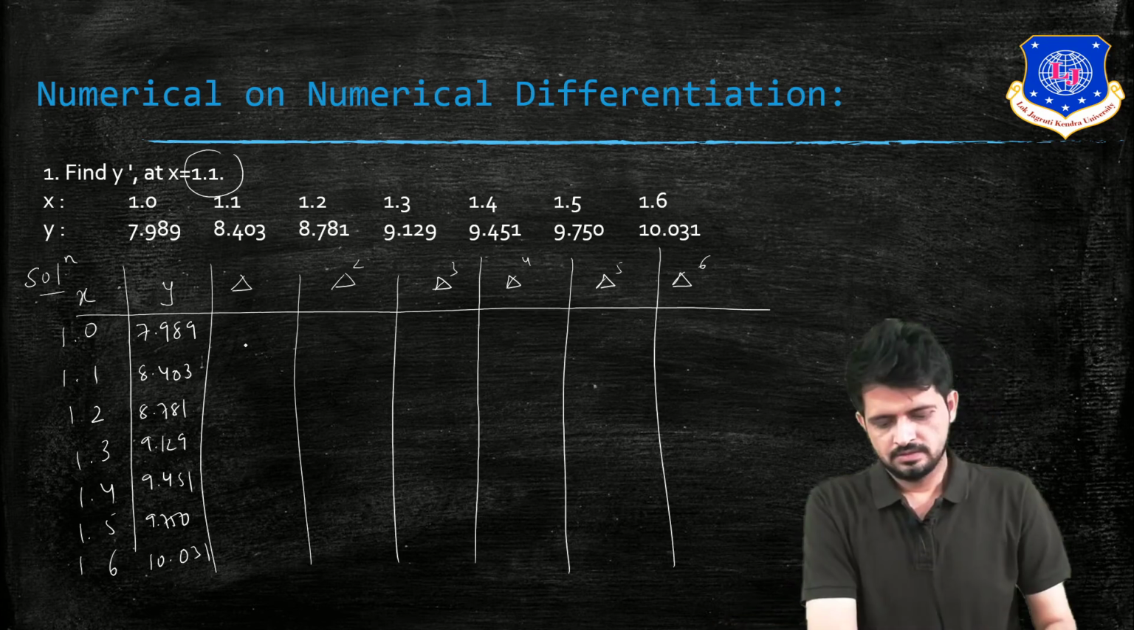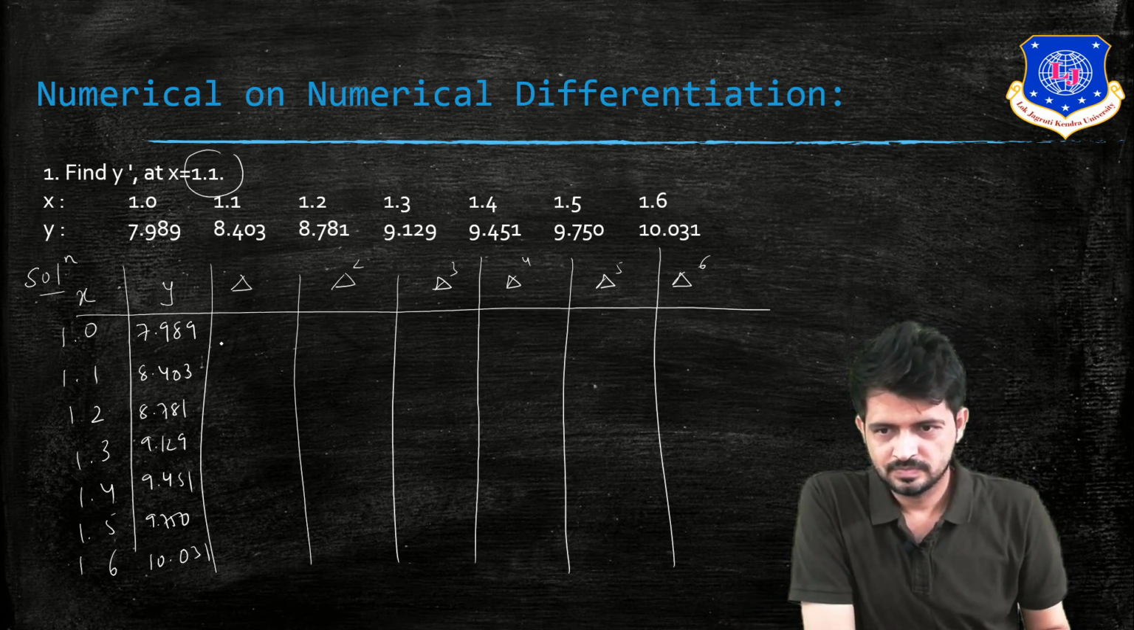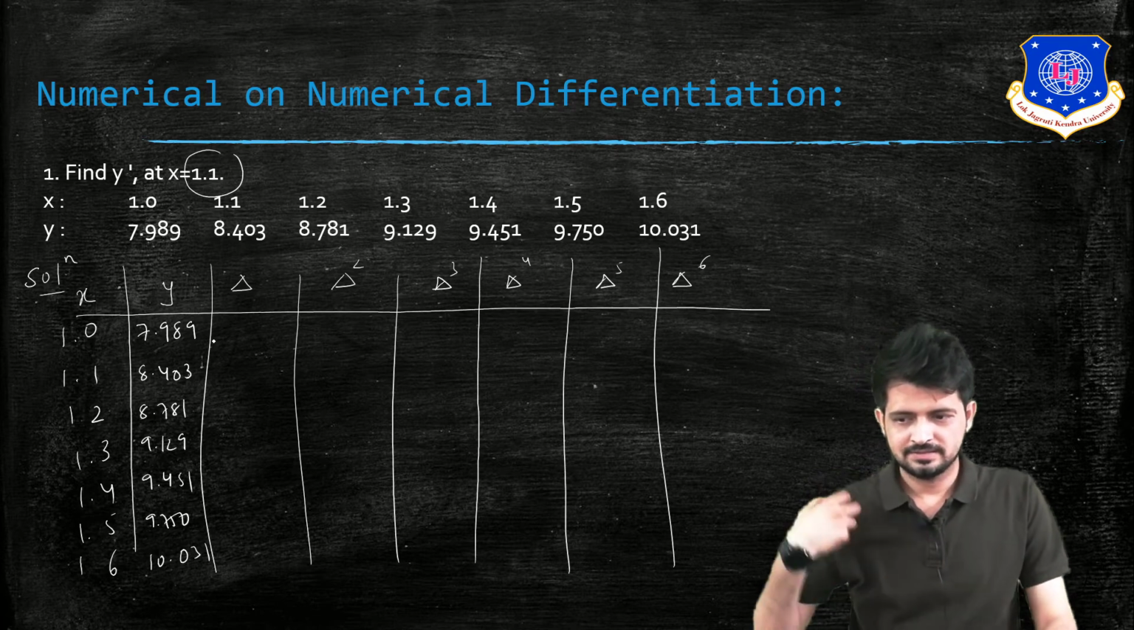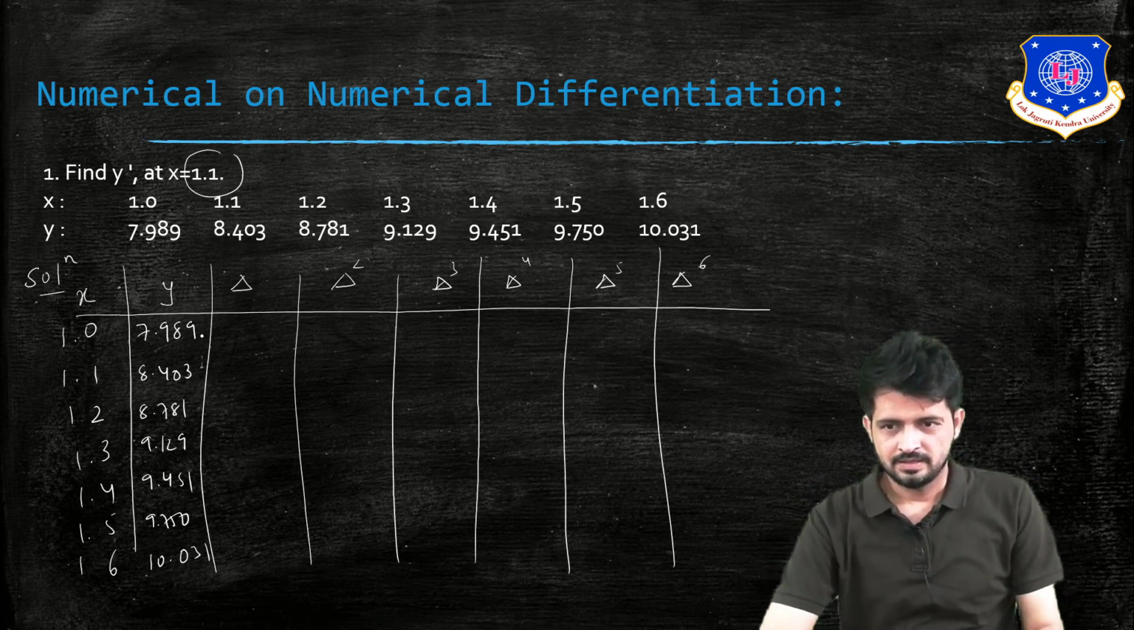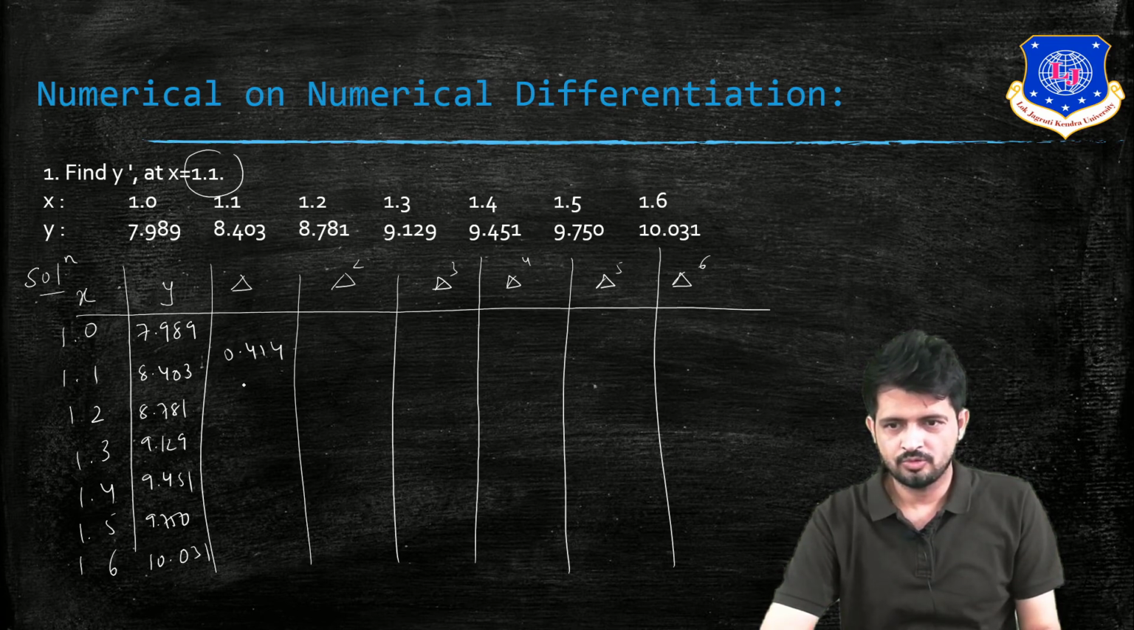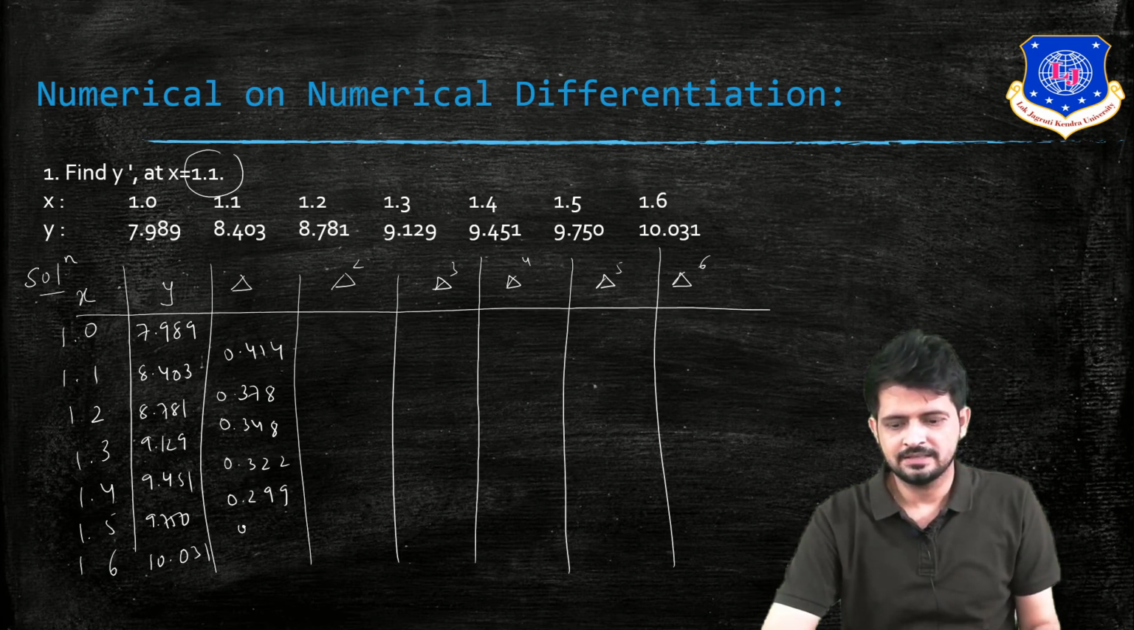First difference, what is the first difference? 8.403 minus 7.989, the answer is 0.414, then 0.378, 0.348, 0.322, 0.299 and 0.281.